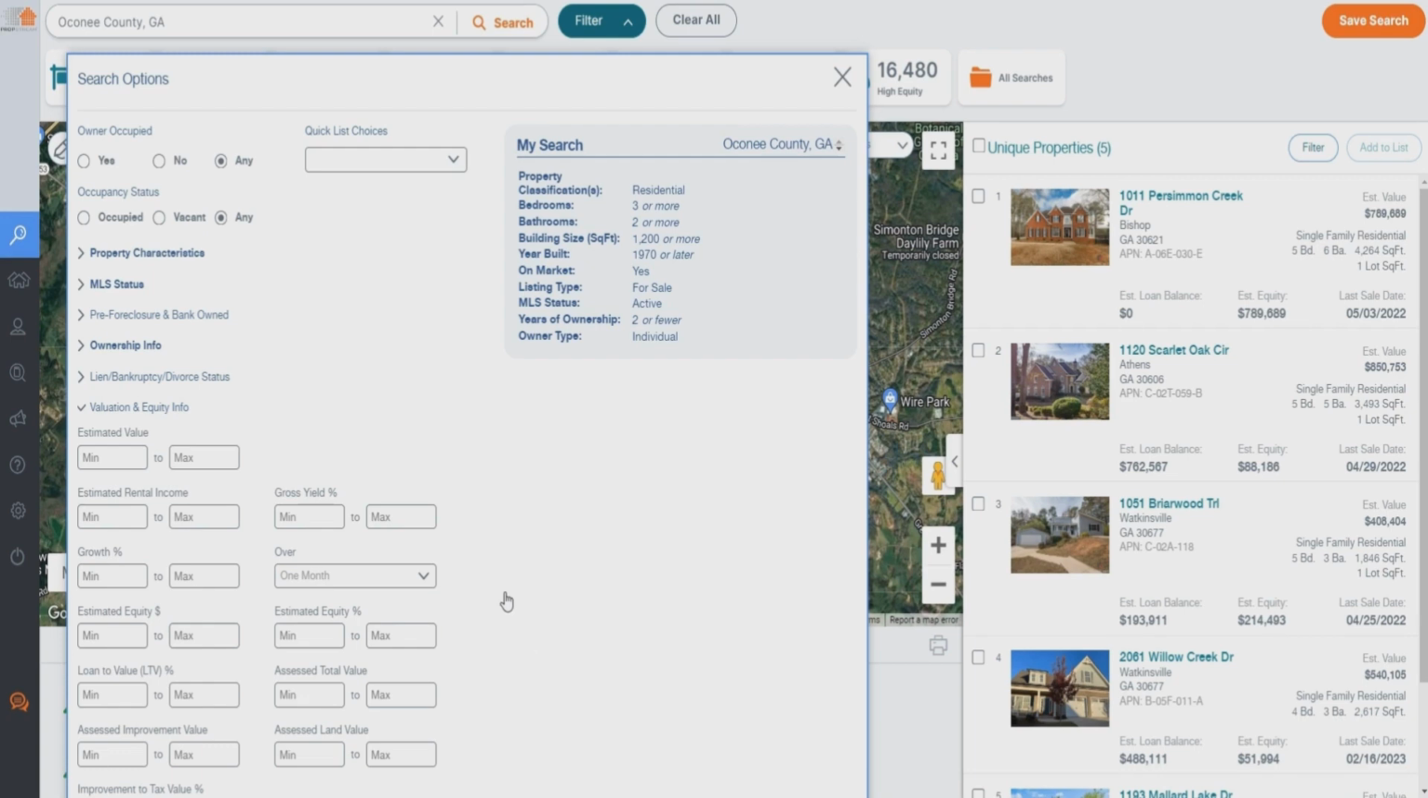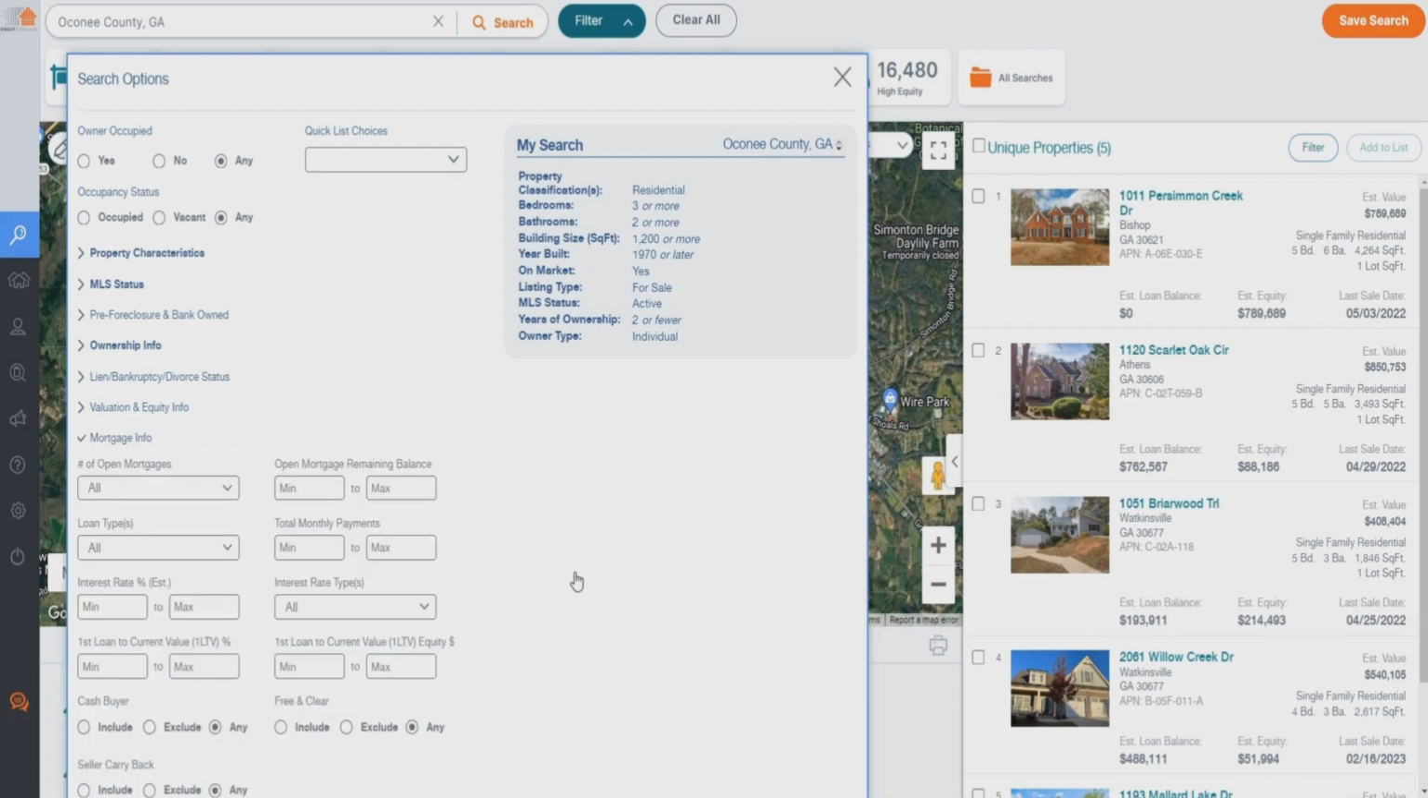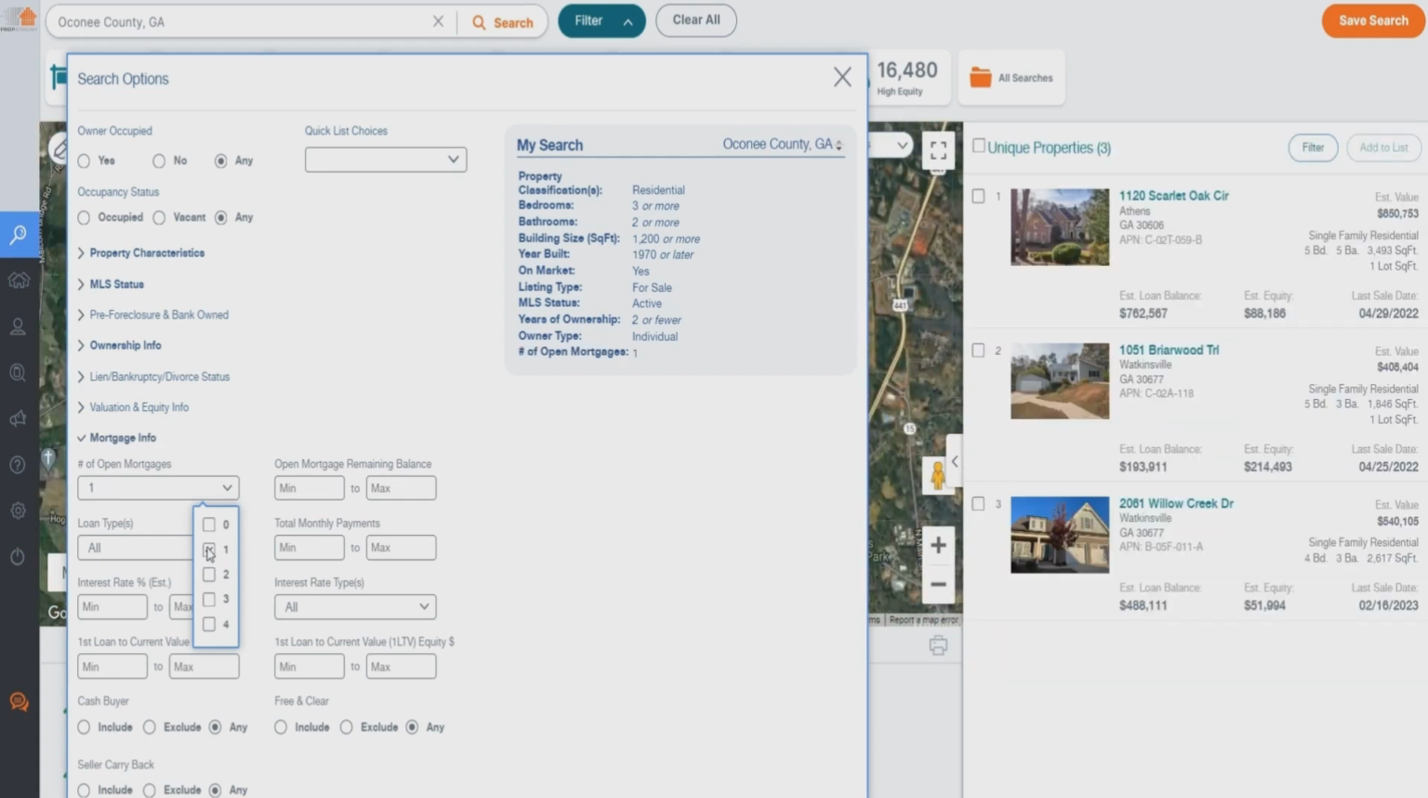And now let's go over to mortgage info, and we're going to put down 1. Let's keep it simple. The max you could probably do is 2 mortgages on the property for subject to.